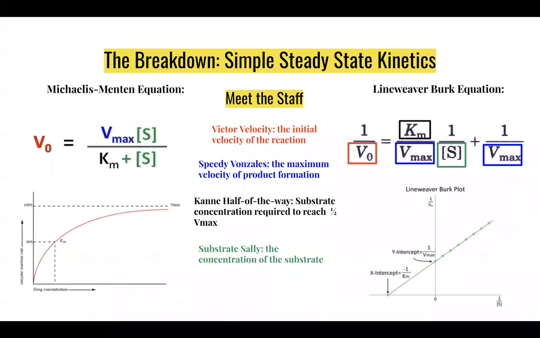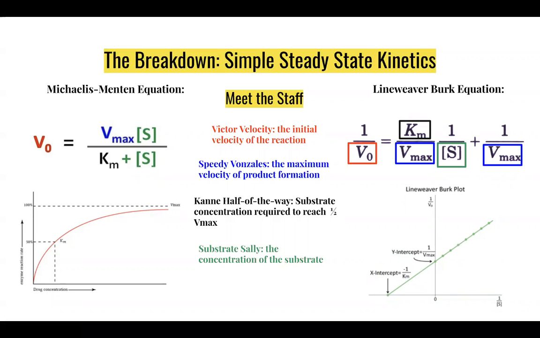So now we will move on to the breakdown of simple steady state kinetics. The Michaelis-Menten equation relates the reaction velocity to the substrate concentration for a system where the substrate S binds reversibly to the enzyme to form an enzyme substrate complex, which then reacts irreversibly to generate a product and to generate the free enzyme.